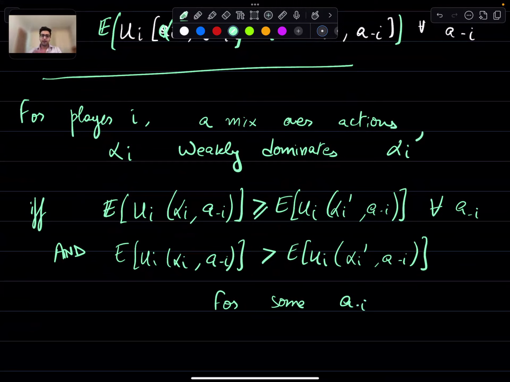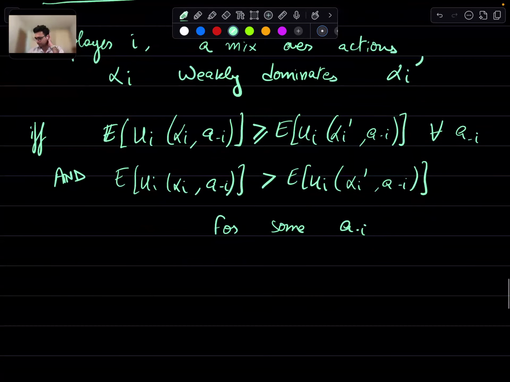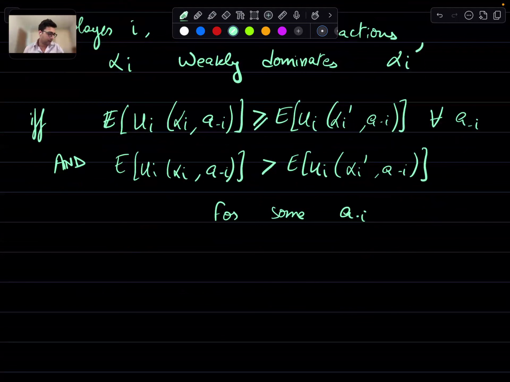Okay, so very similar to weak domination in the case of actions. You need a weak inequality to hold for all possible action combinations that the other player could take. And you need to have a strict inequality in at least one situation. So in at least one situation, alpha I should be superior to alpha I prime. Okay, so that's strict and weak domination. That is symmetry.